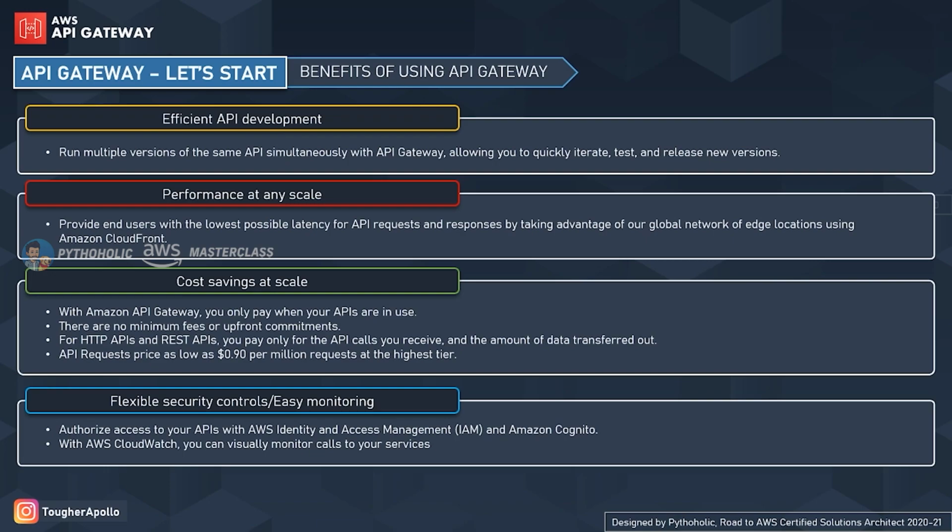And the last one that we have here is flexible security controls and easy monitoring. For security, you can provision authority, or what we also call authorized access, to the APIs with AWS Identity and Access Management and AWS Cognito, or Amazon Cognito. And using AWS CloudWatch, you can visually monitor calls to your service and measure the traffic and its performance or peak level activities. Okay, so I hope that was clear. Let's move on.